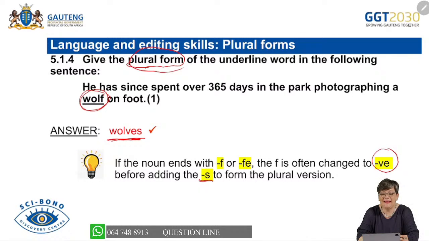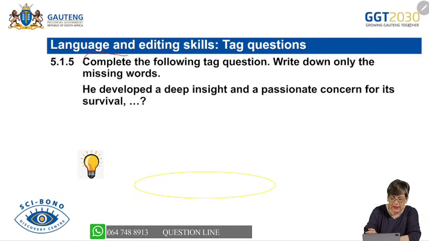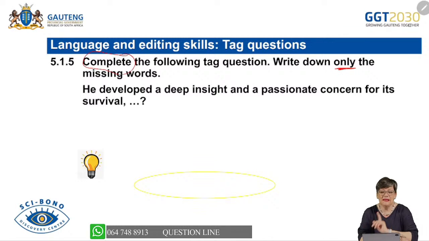Let's try the tag question. Now, in this case, the question says complete the following tag question. Okay, we have to complete it. Write down only the missing words. So in this case, we don't have to rewrite it. We can only write the missing words. Now, let's look at it. He developed a deep insight and a passionate concern for its survival.